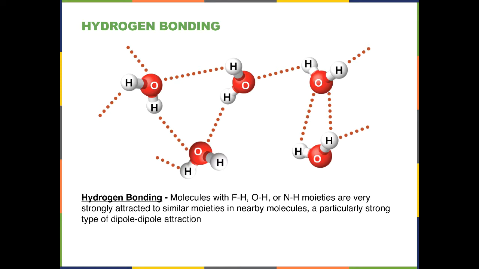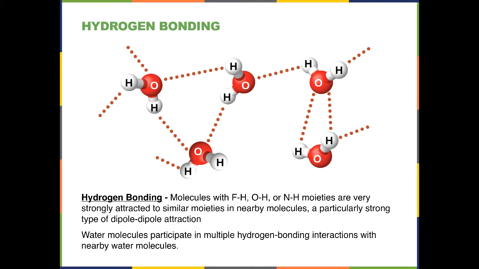Hydrogen bonding occurs when there are interactions between fluorine-hydrogen, oxygen-hydrogen, or nitrogen-hydrogen. And these are very strongly attracted to each other in nearby molecules. And this particularly strong dipole-dipole interaction leads to comparatively very high boiling points in these molecules. The water molecule here participates in significant hydrogen bonding, and this is one of the reasons why the boiling point of water is relatively high compared to other solvents.